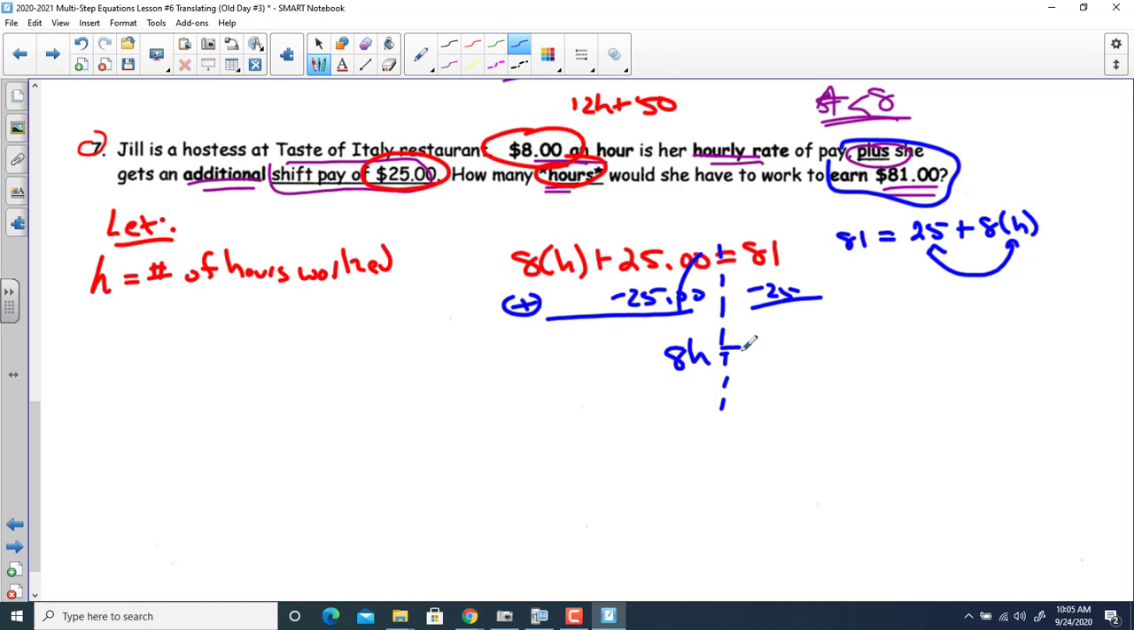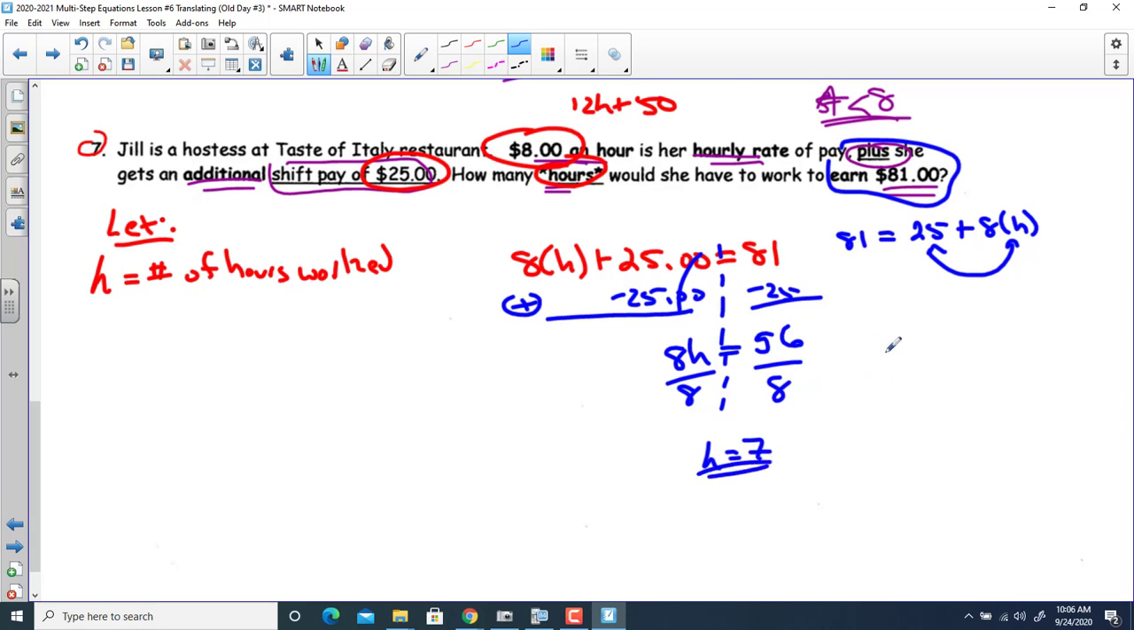We're left with 8H equals, anybody? 56? That looks right. Divide out the coefficient of 8. So if she would like to make an additional $56 and she's getting paid $8 an hour, how many $8 hours must she work? Divide by 8. Divide by 8. And we find out that H is equal to 7.